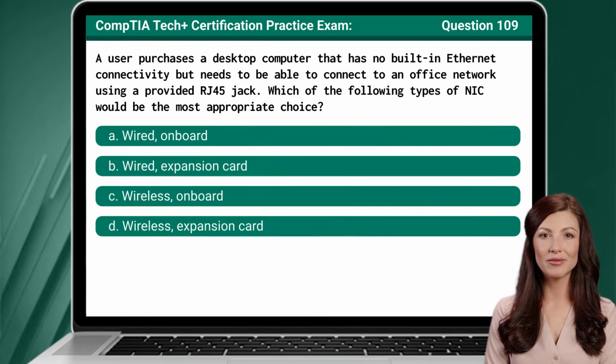Question 109. A user purchases a desktop computer that has no built-in Ethernet connectivity but needs to be able to connect to an office network using a provided RJ45 jack. Which of the following types of NIC would be the most appropriate choice?